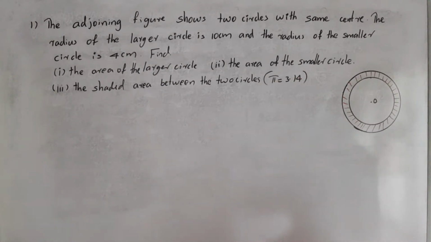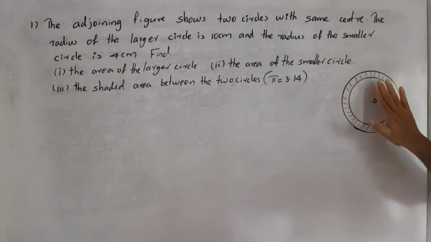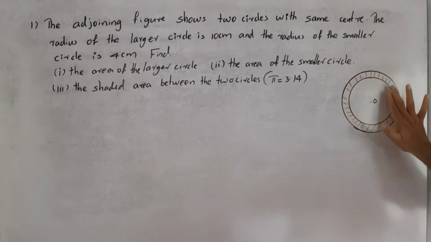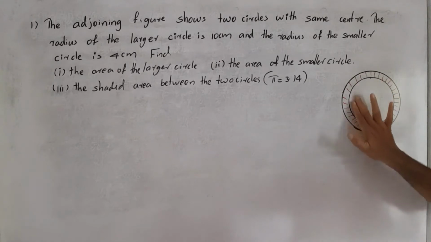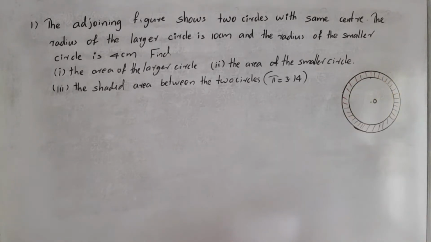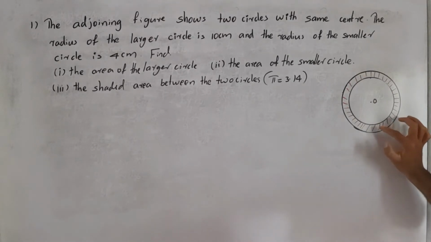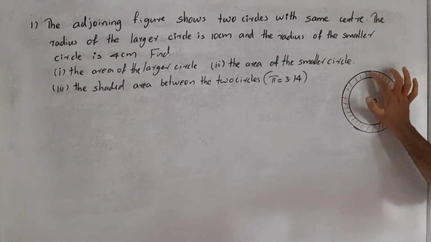So what is the area of the smaller circle? Area of the smaller circle means the surface inside the boundary of the smaller circle. That means this much portion. Then what is the next one? Area of the shaded region. Then we want to find the area between this.